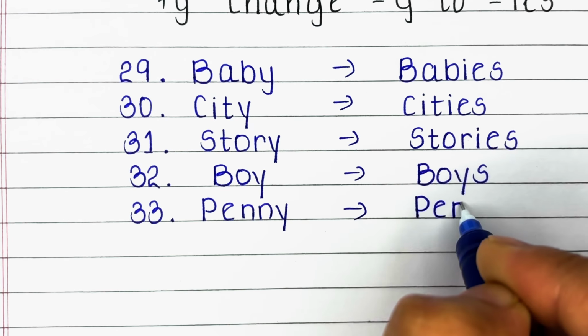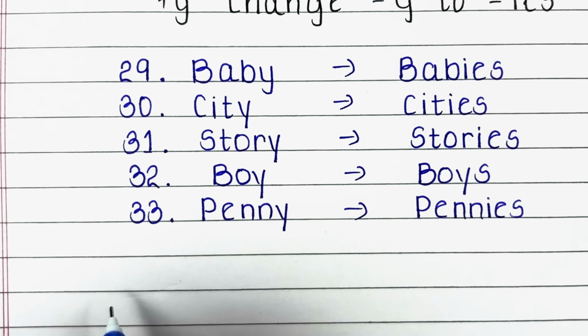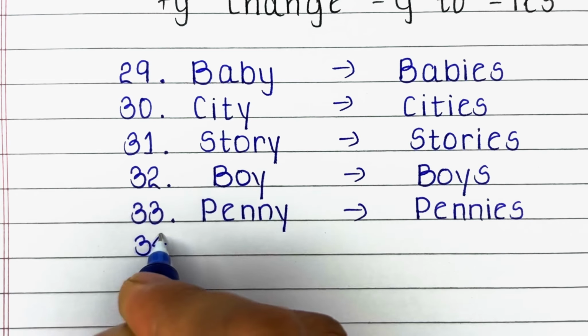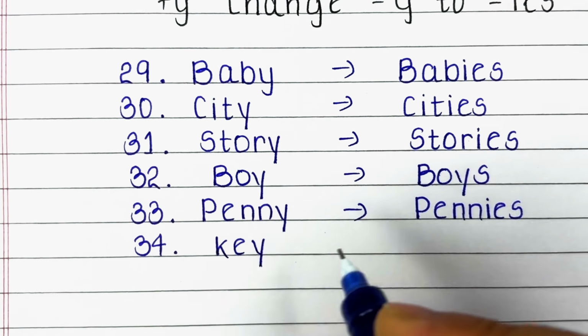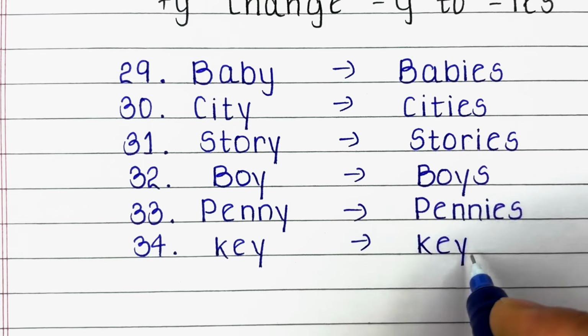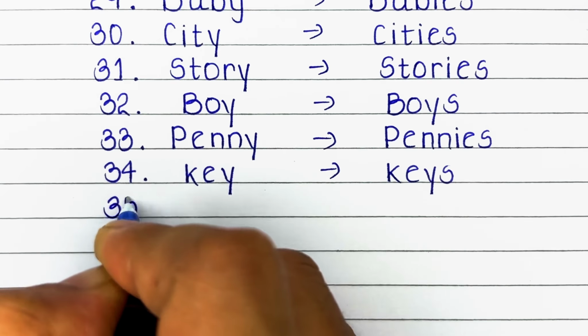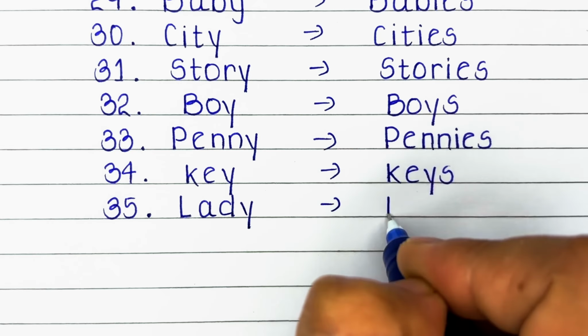Next word is penny. The plural of penny is pennies. For the next word, key, as you can see, E is a vowel and not a consonant. And since the word is ending with Y, we will not add IES. Instead, we will simply add an S. So the plural form of key is keys.